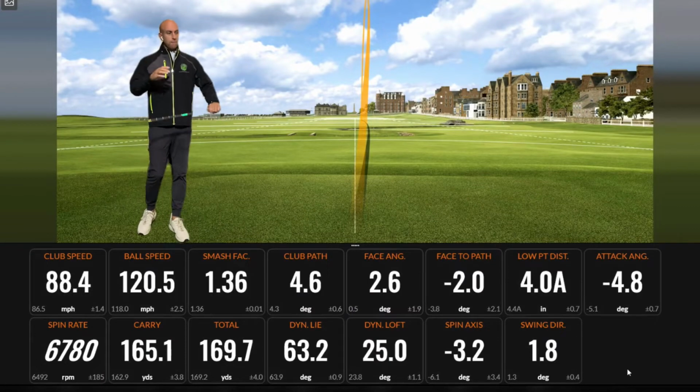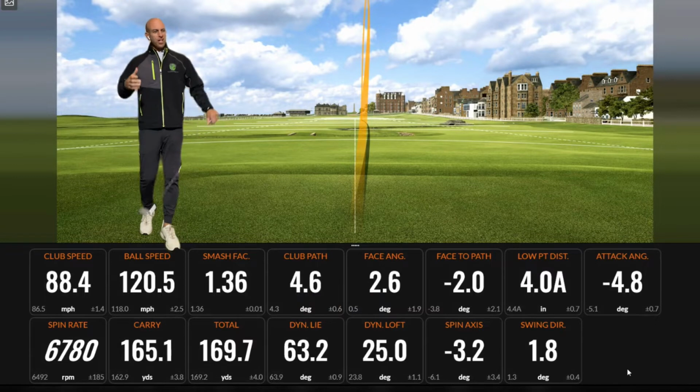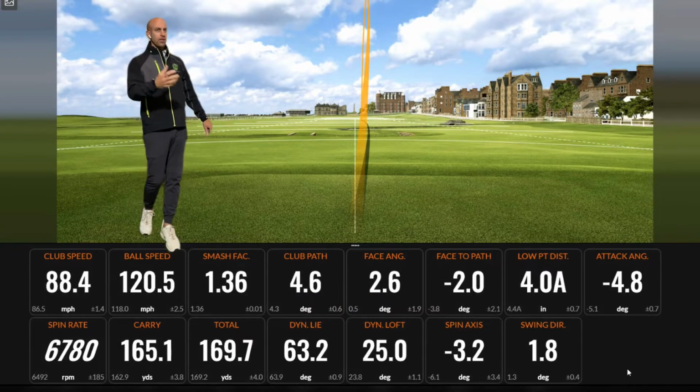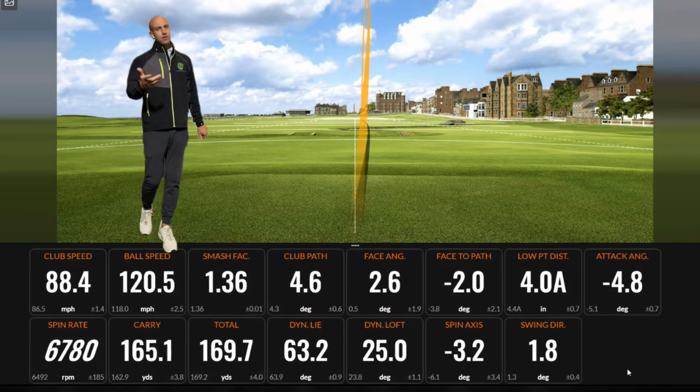So TrackMan, amazing tool, loads of data. It can be a bit overwhelming. You're only ever really going to use one or two of these numbers down below, and there's a lot more, by the way. But as a little crash course in what they'll mean, take a look at this.